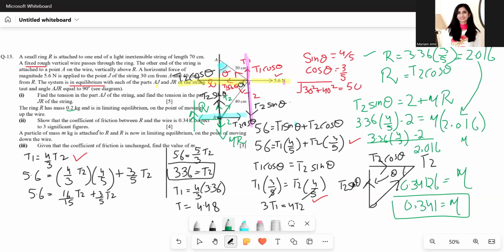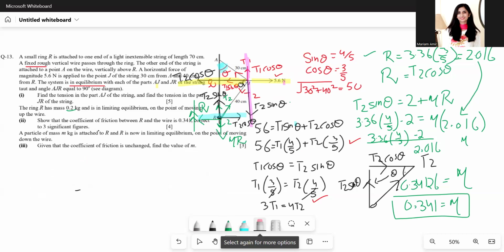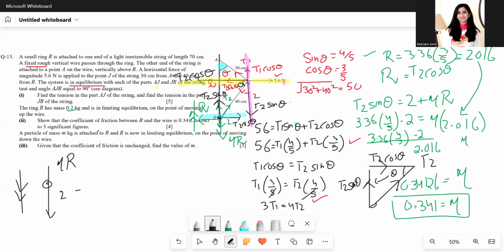Next up: a particle of mass m kg is attached to R, and R is now in limiting equilibrium on the point of moving down the wire. Given that the coefficient of friction is unchanged, find the value of m. Okay, let me make space for this here. So let's look at R again. R has a weight in this direction which stays unchanged, but now R is about to move downwards. So then the friction would go upwards.